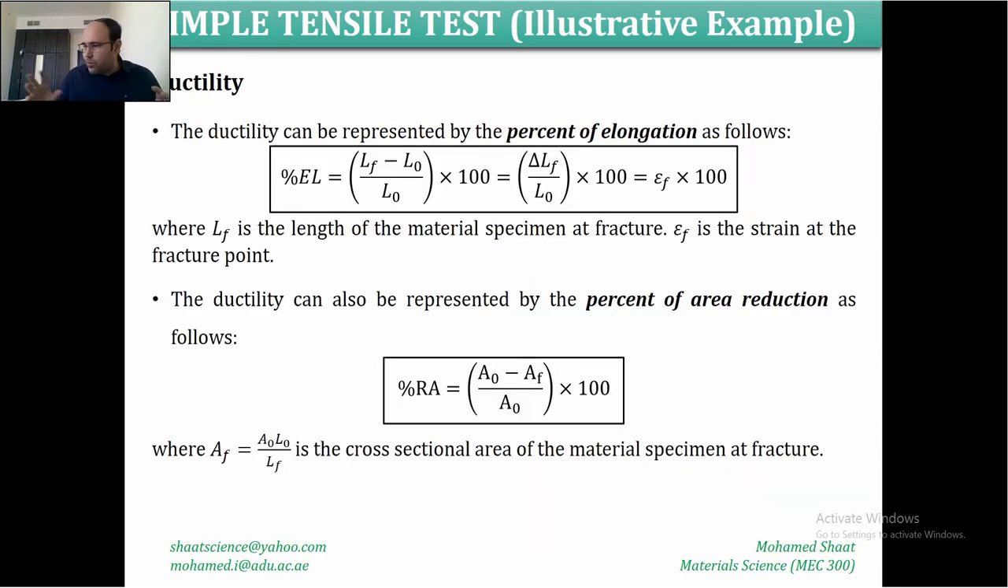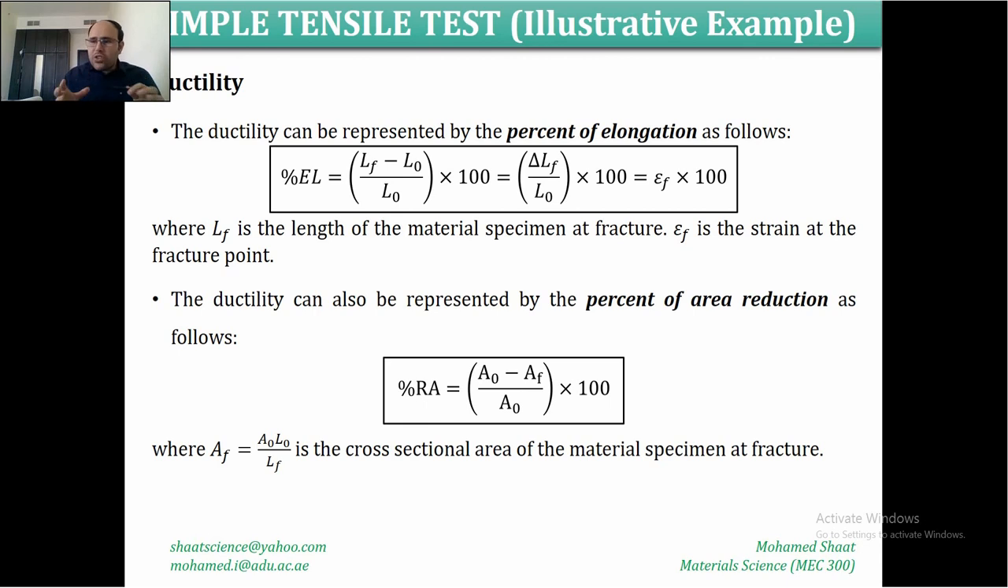So how can we measure it for a certain material? We can measure the ductility as the percent of elongation that the material is going to experience. Also, we can measure the ductility as the percent of reduction in the cross-sectional area. As we said, if you have a bar or a material sample during the tensile test and this material is stretched, the length will keep on increasing. But what happens to the cross-sectional area? The area is going to keep on decreasing.